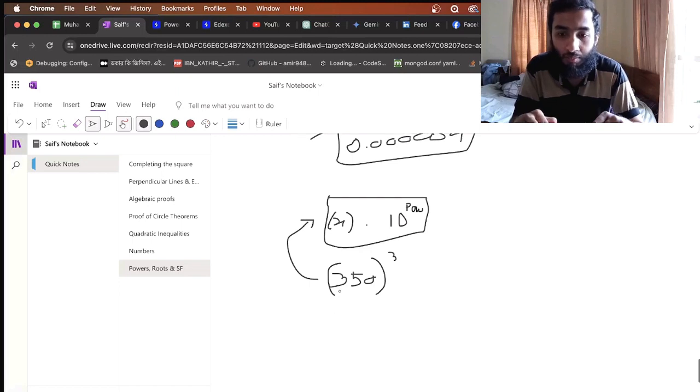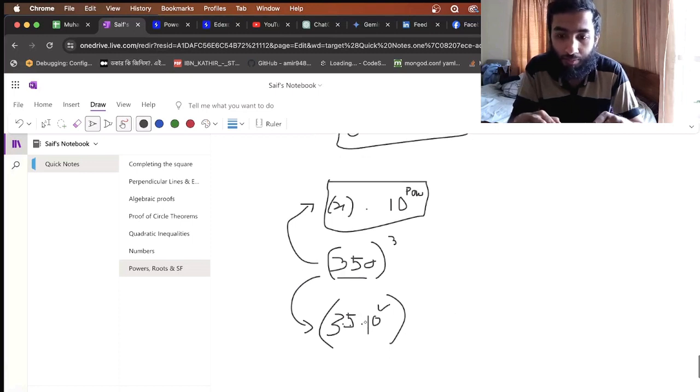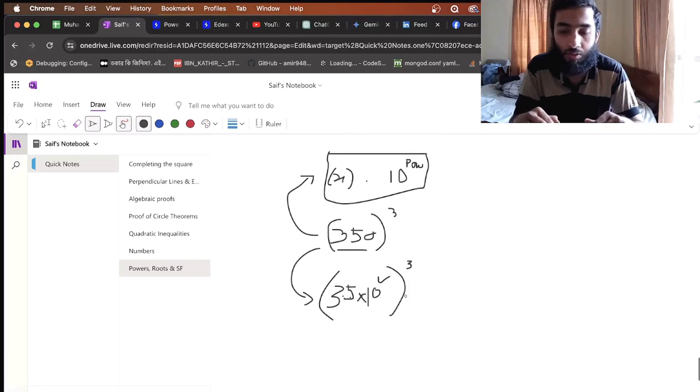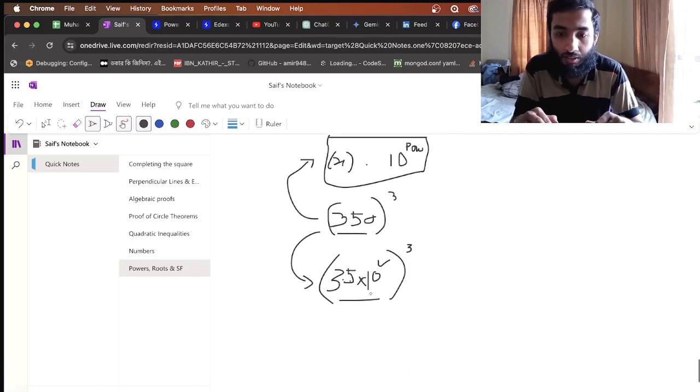If you look at the number 350, we can easily represent this as 3.5 multiplied by 100. And 100 can be written as 10 squared. So 3.5 multiplied by 10 squared is 350, and we need it to the power 3, or cubed. This is how 350 can be represented.